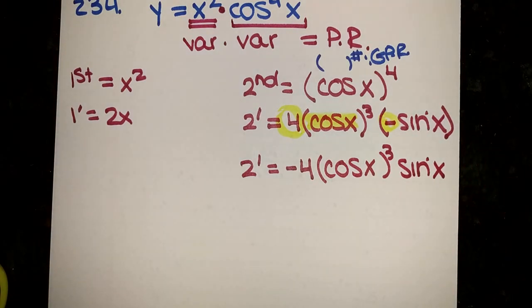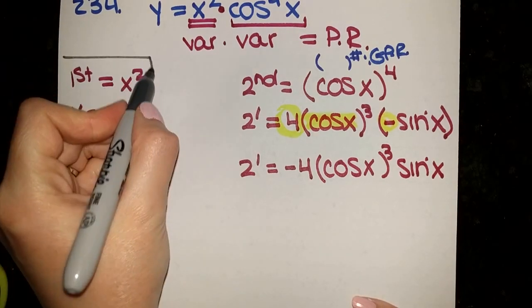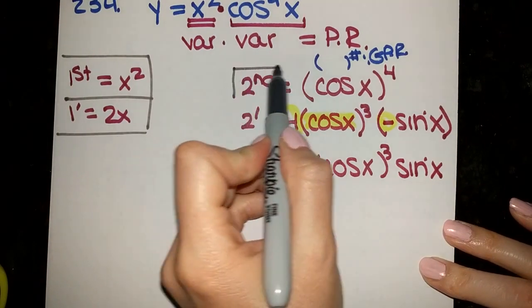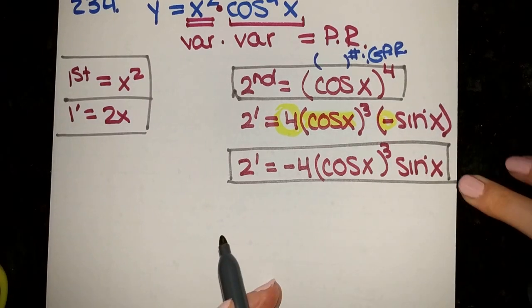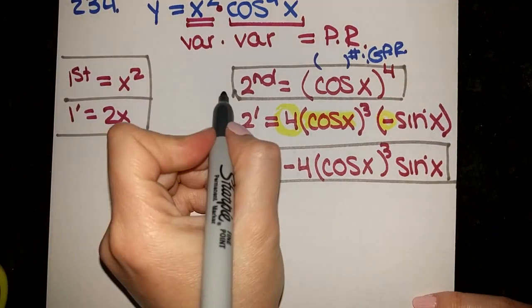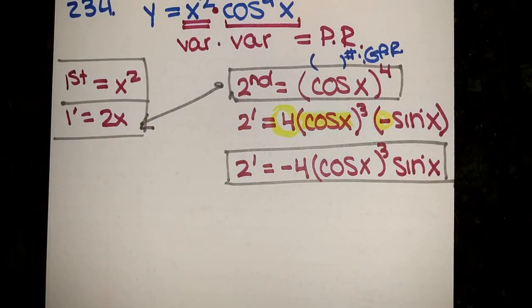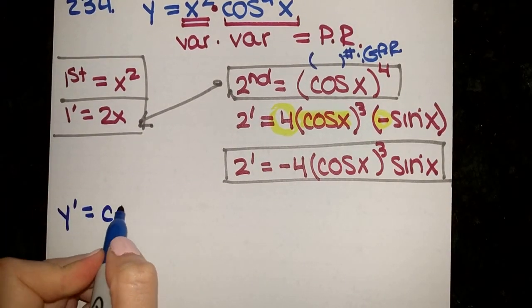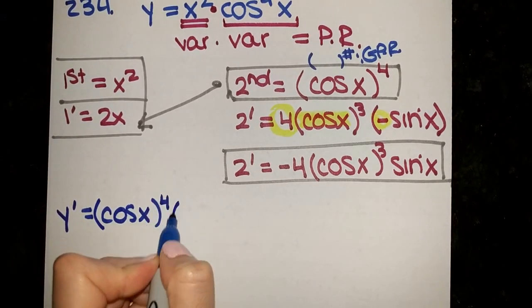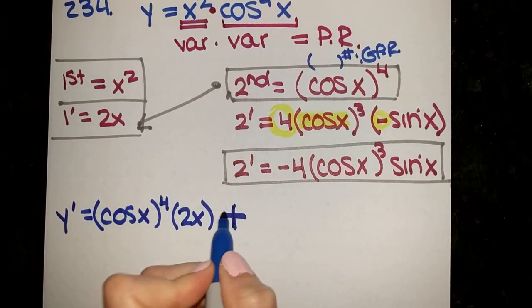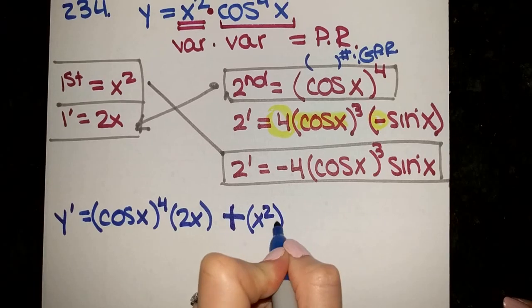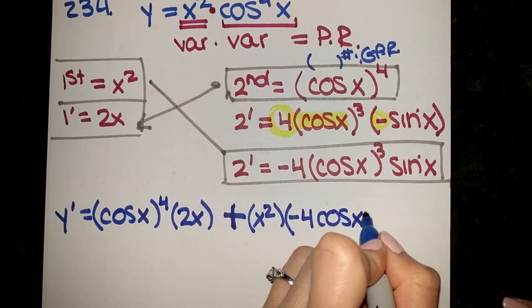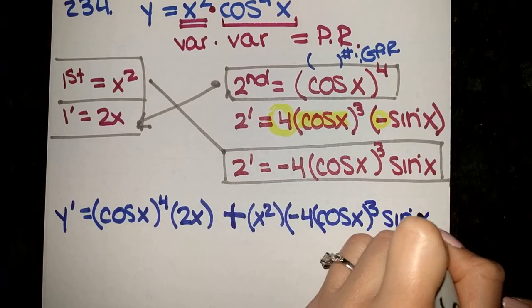All right, now I always like to be really clear about what I'm actually multiplying together here in the product rule. I have my first function and its respective derivative. The second function is listed here, and then the second function's derivative is here. So what I'm going to do is plug into the product rule: second function times the derivative of the first. So y prime will look like cosine x to the fourth times 2x, plus our first times the derivative of the second, so x squared times negative 4 cosine x to the third sine x.